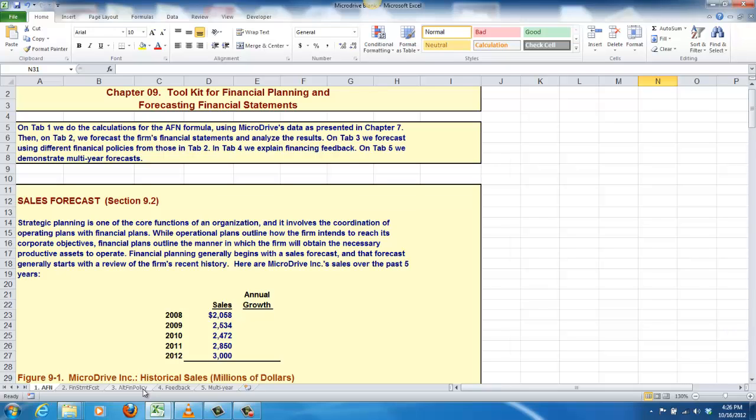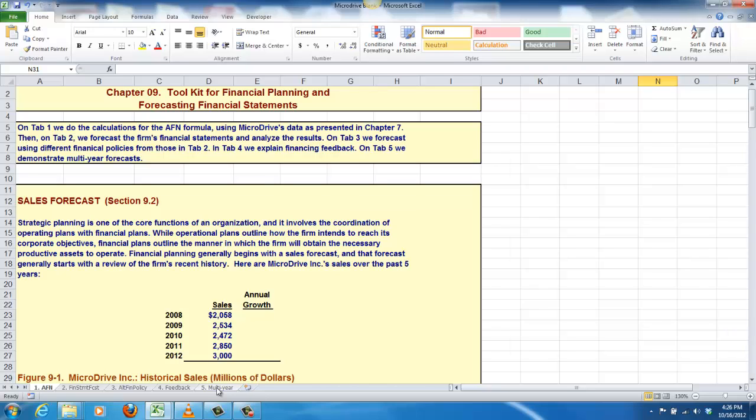The third tab, the third worksheet that we'll work through, is an alternative financing policy. The fourth is feedback, specifically financing feedback, and then finally the 5th is the multi-year forecast. What we're going to do in later lectures is use that multi-year forecast to calculate the free cash flows for the firm and the value of the firm today.